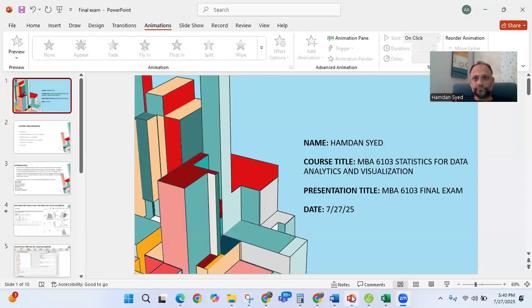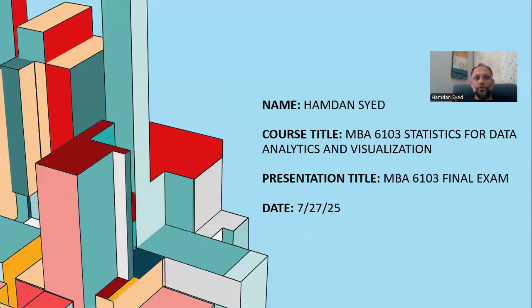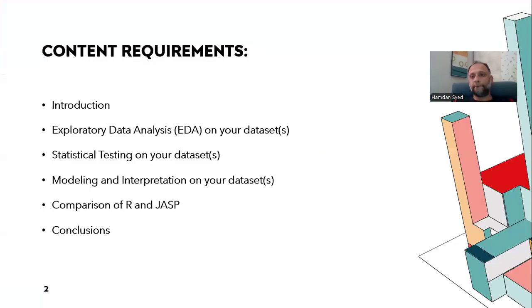Let me share my screen. So slide one, my name is Hamdan Syed. Course title is MBA Statistics for Data Analysis and Visualization. Presentation title is MBA 6103 Final Exam and today's date. So the content requirement is introduction, data analysis on the data set, statistical testing on my data set, modeling and interpretation, comparison of R and JASP, and final conclusion.